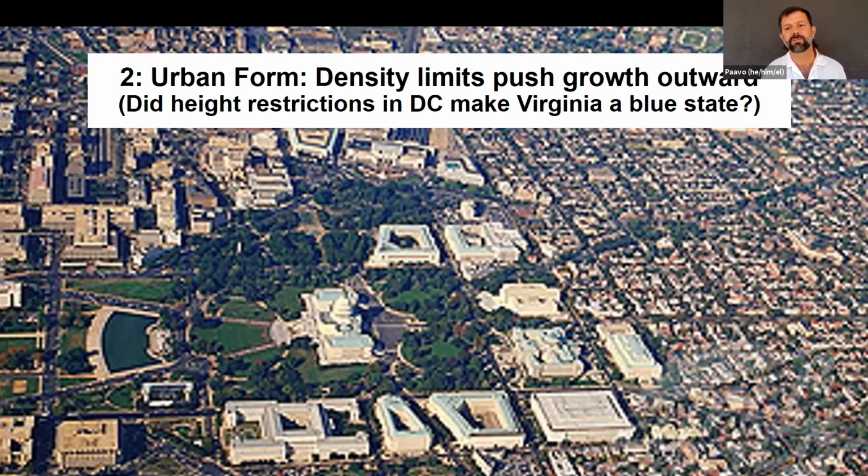So Washington, D.C. famously restricts building heights such that no building is taller than the Capitol. And as a result, housing just gets built in Virginia and Maryland outside of the district, right? So this has gotten to the point where people think that the federal employees living in Virginia, unable to find a house in DC, actually shifted the state politics.